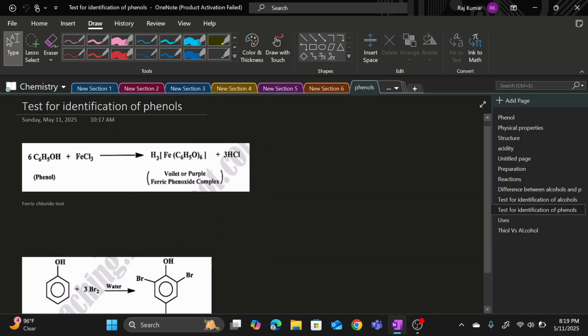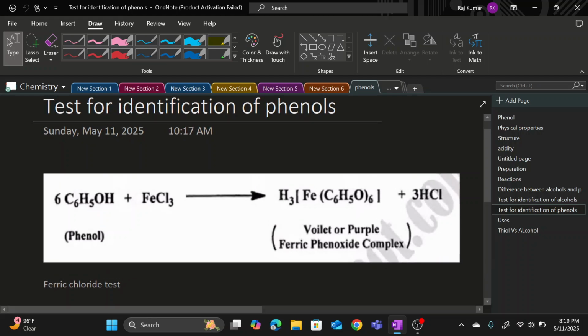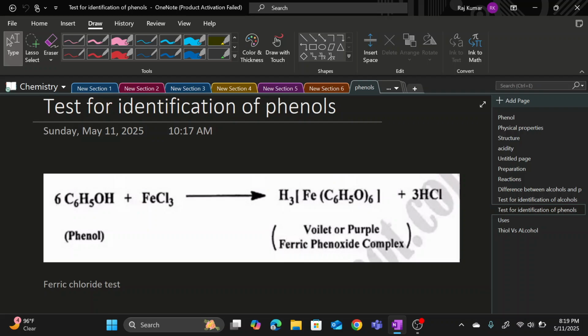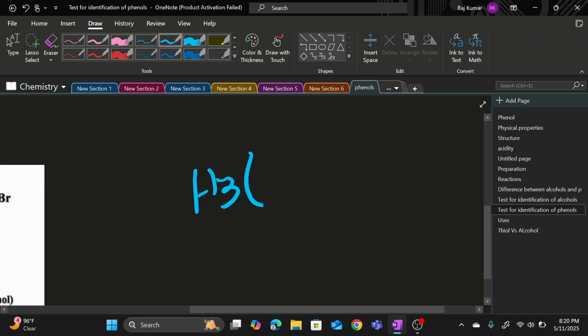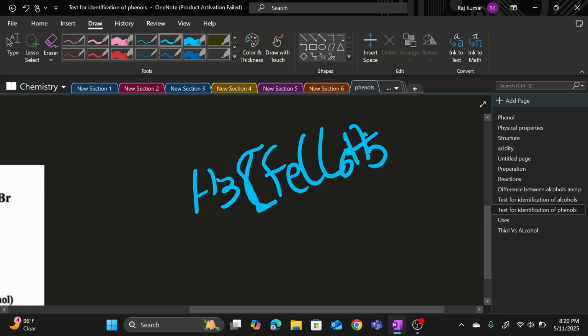Then we have some identification tests for phenol. Test number one is the reaction of phenol with freshly made ferric chloride, also known as the ferric chloride test. When freshly made ferric chloride reacts with phenol, it produces an iron complex, basically a ferric phenoxide complex. The formula is like this. We've got the H3, and there is iron, and this is C6H5, and let me just draw it here.